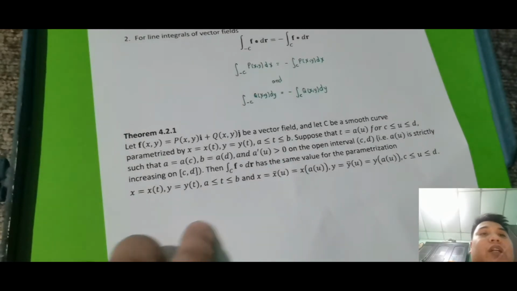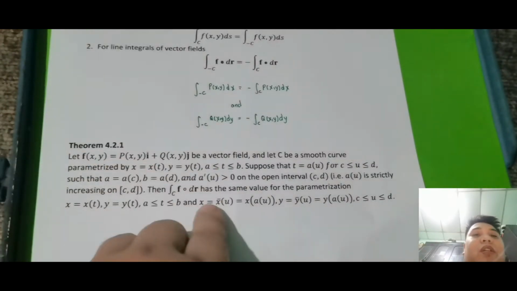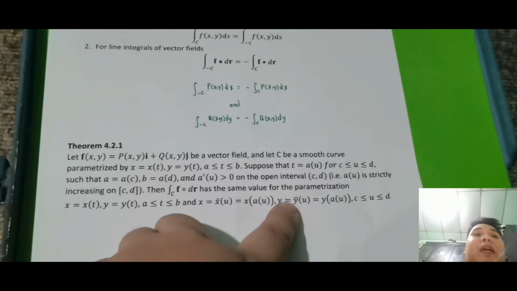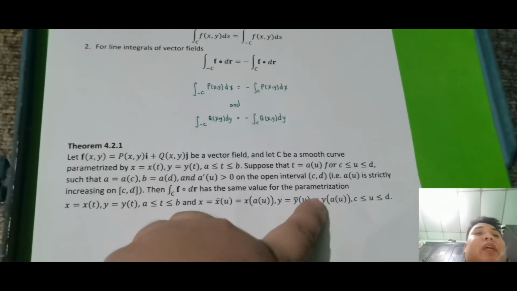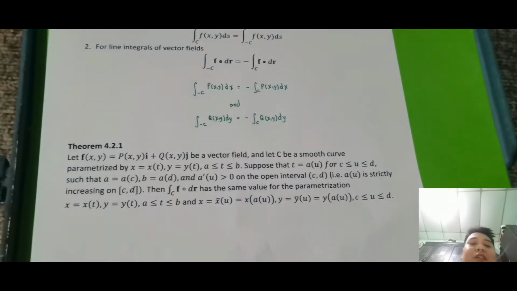Pag pinalitan ko siya or nagkaroon ng konting change of variable, kung pinarameterize ko naman siya in terms of u, that is x equals x bar of u is equal to x of a of u, y equals y bar of u is equal to y of a of u, for c less than or equal to u less than or equal to d. So ibig sabihin lang, si t nagkaroon ng konting change, so si t pinarameterize. So again si x parameterized by t, but si t parameterized by u. So nagkaroon pa ng another parameterization, so double parameterization.